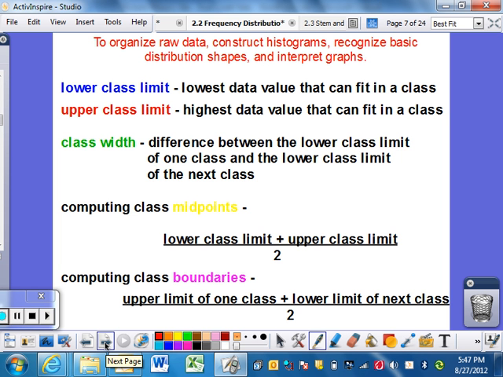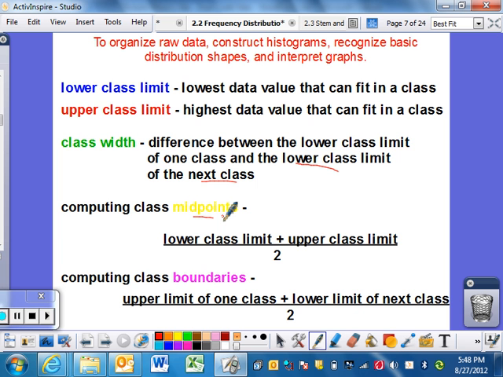Okay, so this is just more information. Lower class limit and higher class limit I already talked about. Class width, I just showed you. This is between the lower class limit of one class to the lower class limit of the next. Okay, it doesn't have anything to do with the highest number. It goes from lower to lower. Computing midpoint, if you don't know, add them together, divide by 2.